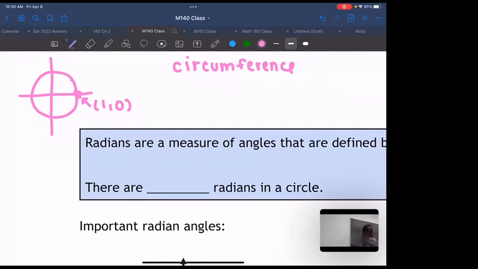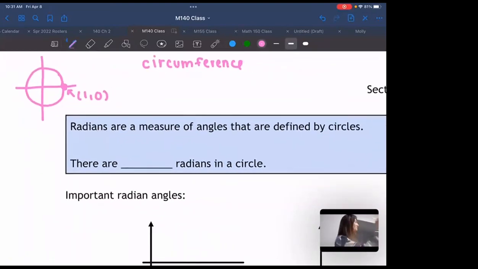But if you took a string and traced the outside of the circle, and then you took the string off and stretched it out really long, the circumference would be how long that piece of string is, right? Okay, so circumference is the perimeter or length of the circle. Anyone know the formula to find that?